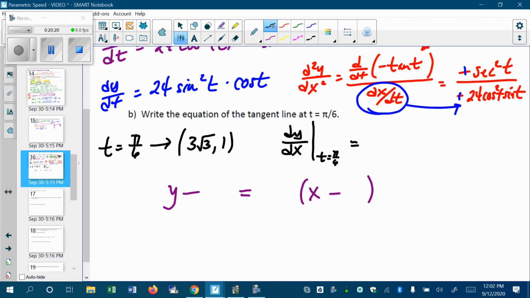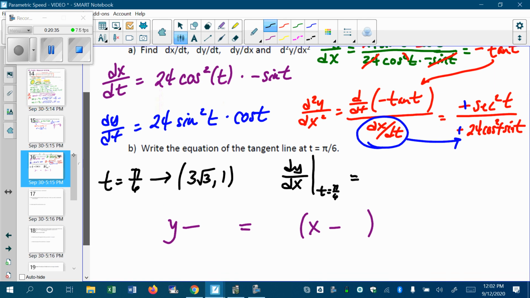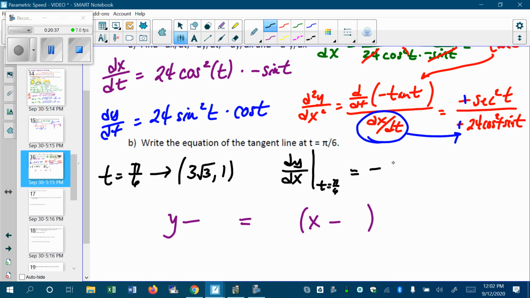Okay. In this problem, if I need to write the equation of the tangent line, I need a point and a slope. So to get the point, I would plug in pi over 6 to x equals blank and y equals blank to find where x and y each are. Then I'm going to find my slope. So for slope, I need to use my equation from up above, which was opposite of tangent. And so I need the opposite of tangent at pi over 6.